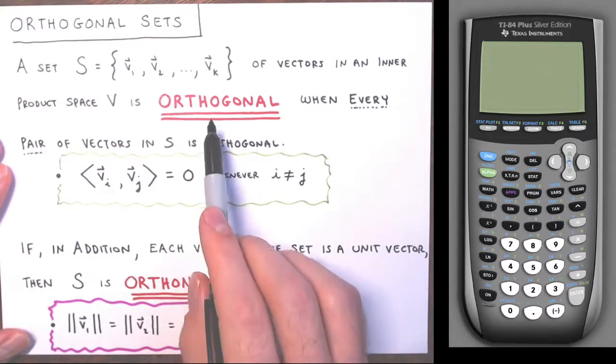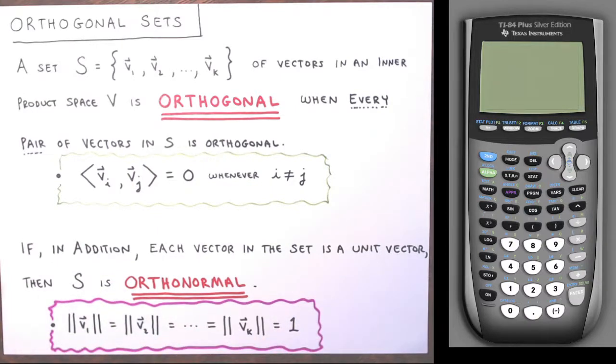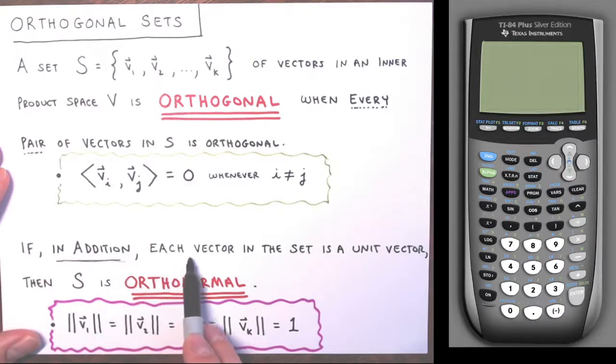Now, if you have an orthogonal set of vectors, the question to naturally ask right after that is: is the set of vectors orthonormal? So if, in addition to this, you have an orthogonal set and each vector in that set is a unit vector, then the set S is also called an orthonormal set. They just say S is orthonormal.